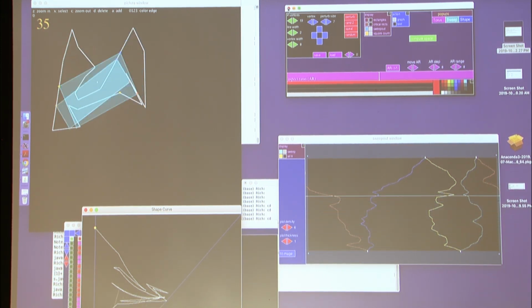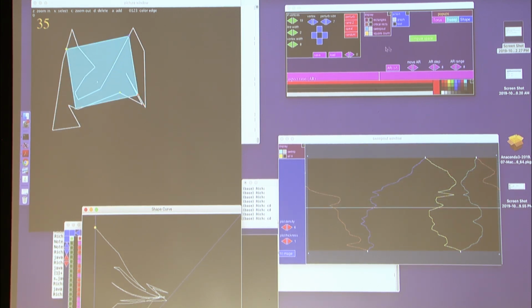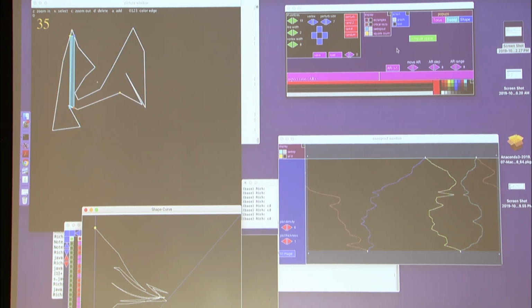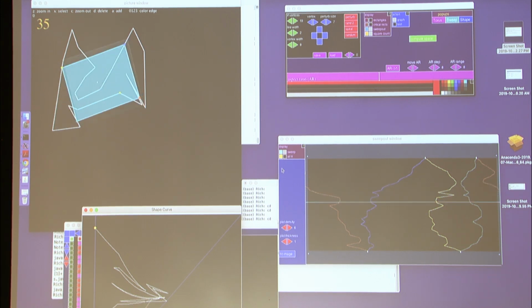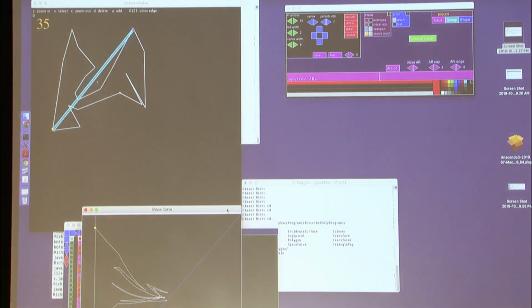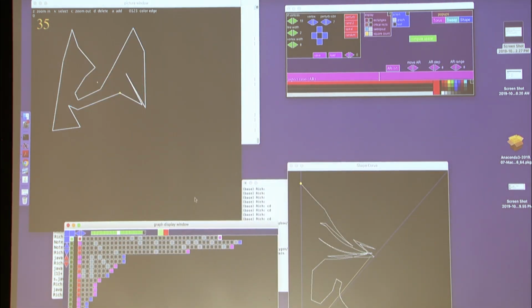Okay, so let's see. Maybe I'll try to show you why I think this approach is not going to solve the conjecture. So I'll kill that.